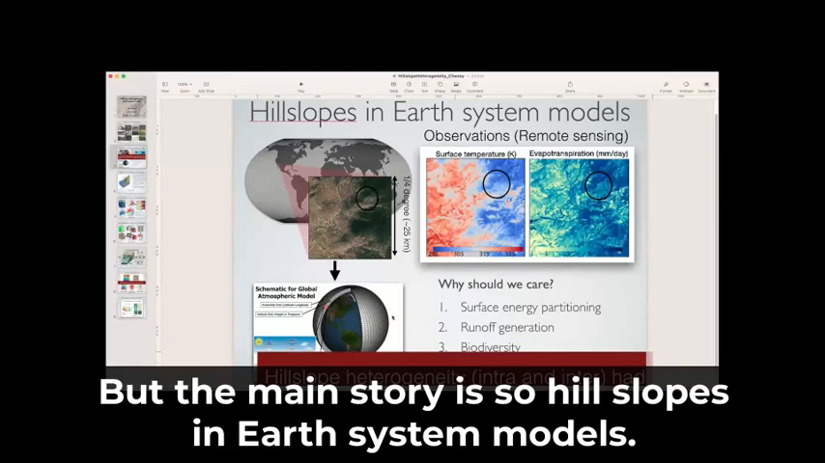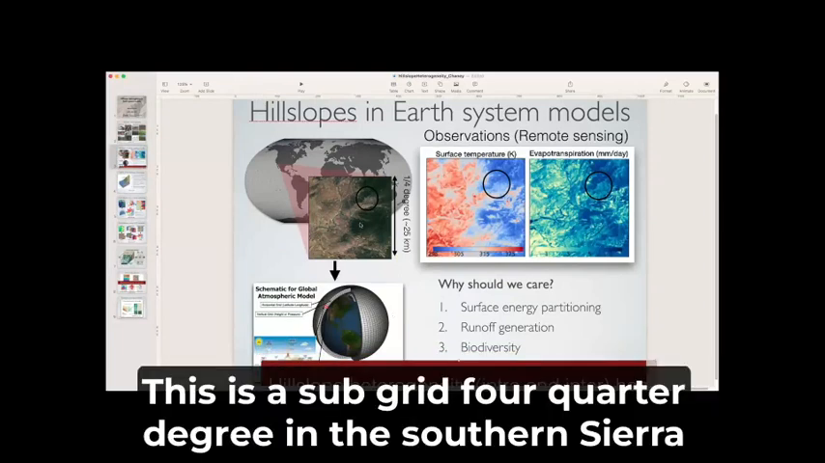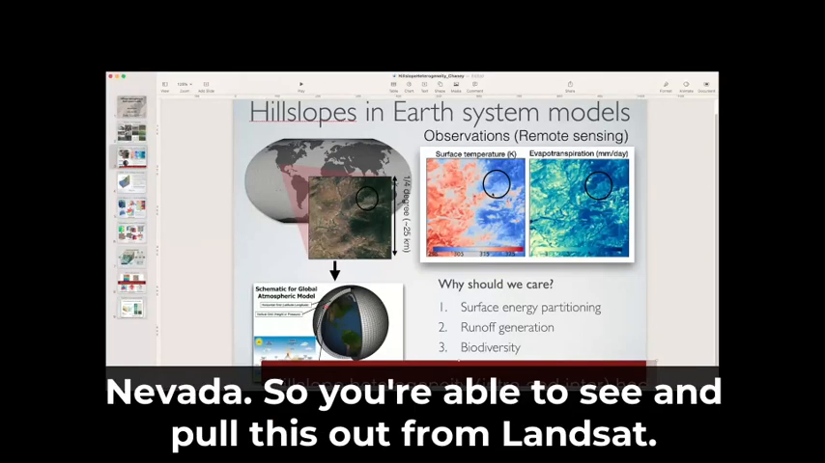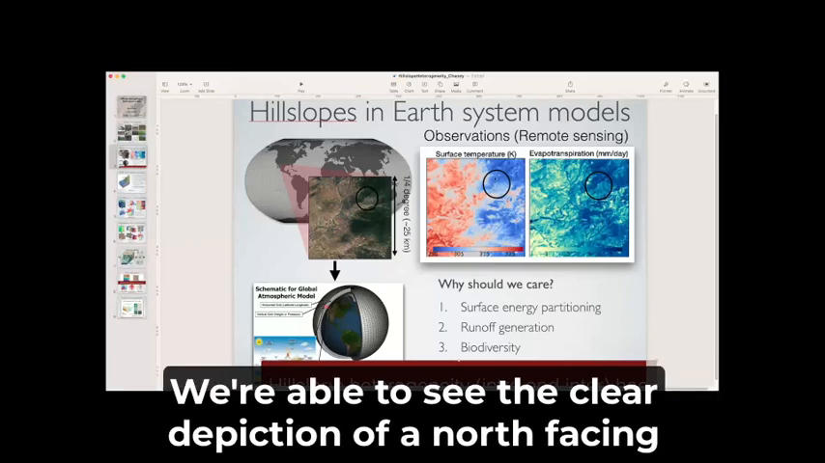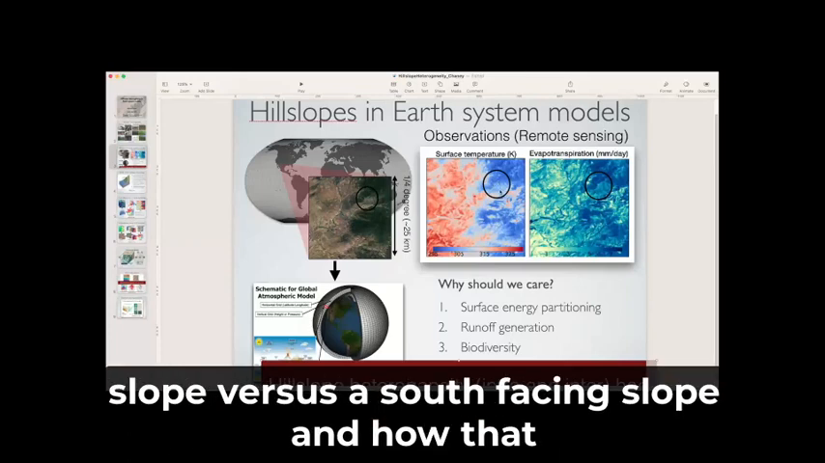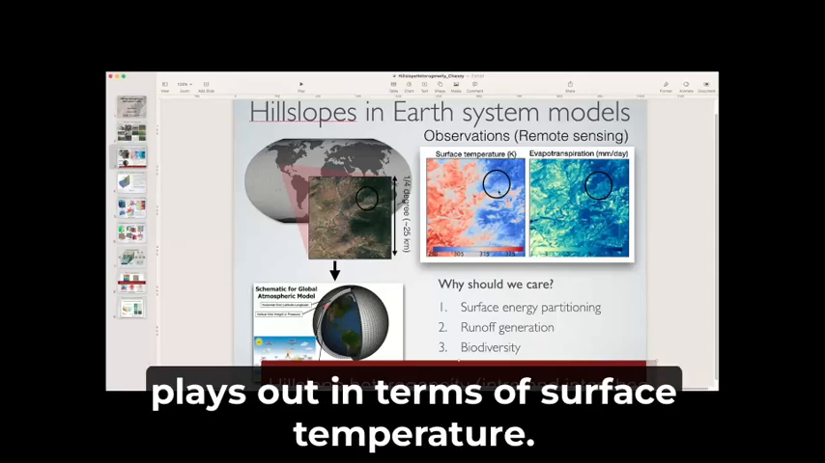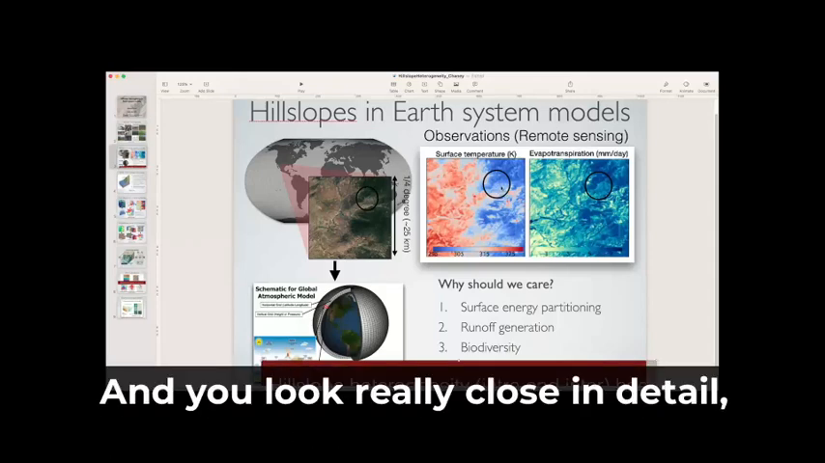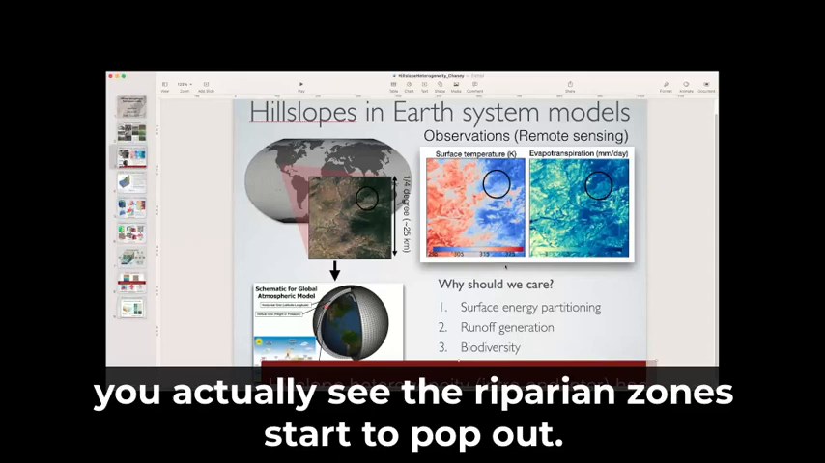But the main story is, with hill slopes versus the models, this is a subgrid for a quarter degree in the southern Sierra Nevadas. So you're able to see and pull this out from Landsat. We're able to see the clear depiction of a north-facing slope versus a south-facing slope, and how that plays out in terms of surface temperature. And if you look really close in detail, you actually see the riparian zones start to pop out.